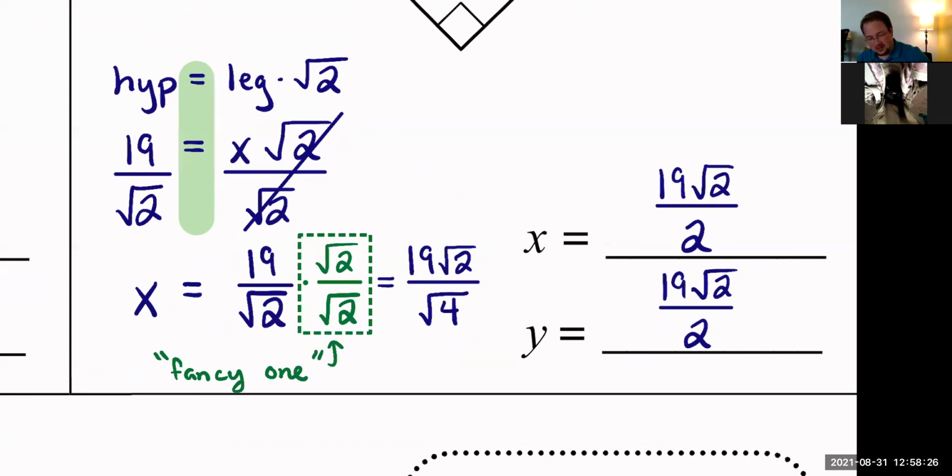Still the same value. If I were to grab a calculator and do 19 divided by the square root of 2, I get 13.44. If I do 19 times the square root of 2, times the square root of 2, and then divide it by 2, I'm going to get 13.44. It's the same exact value, it just looks different. I rounded. After the 3, I think it's a 5, so I just rounded up.